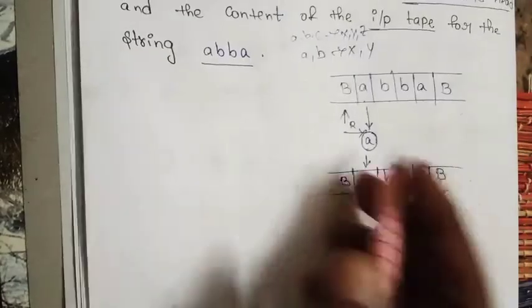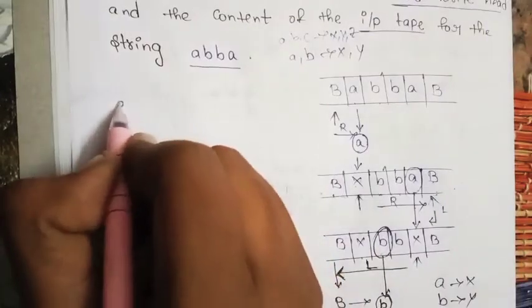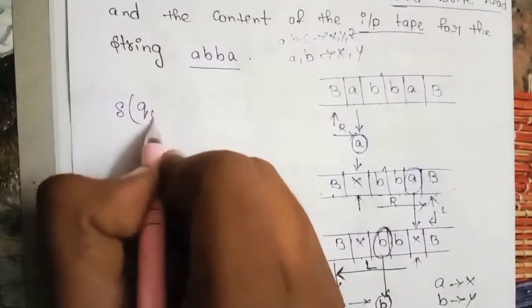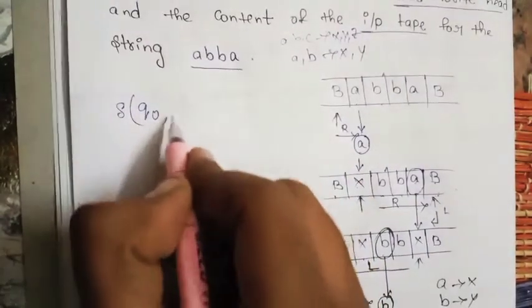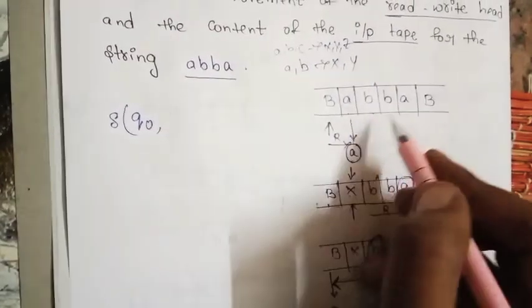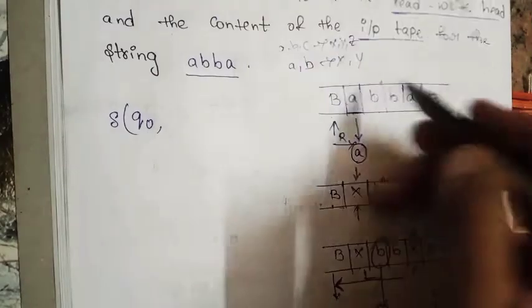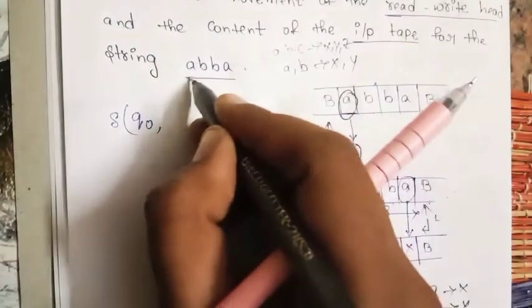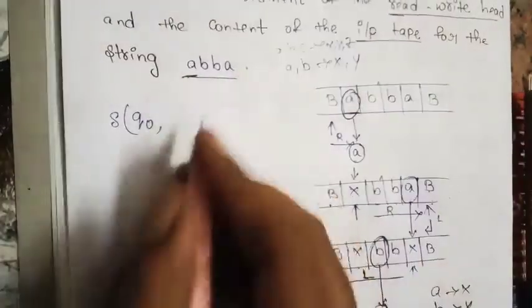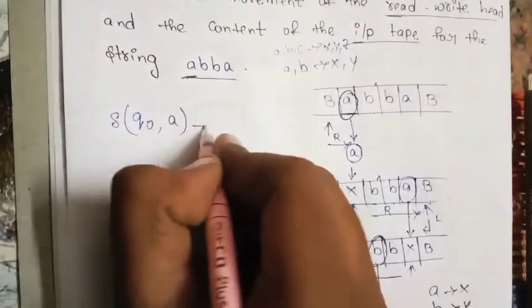Right guys, how to write? Delta of q naught, this is the initial state, and the first element, what is the input symbol guys? A is the input symbol. Here this is the string and a is the input symbol. Just write it here, q naught of a.